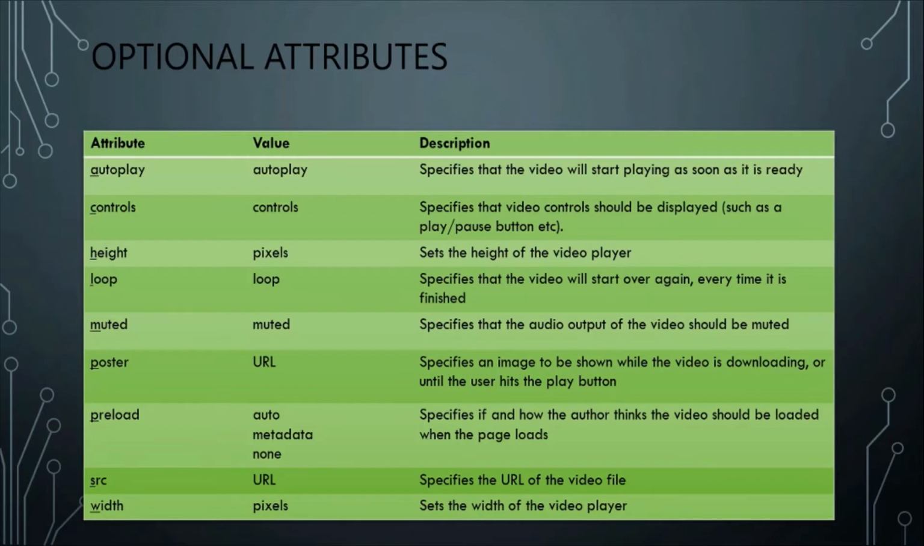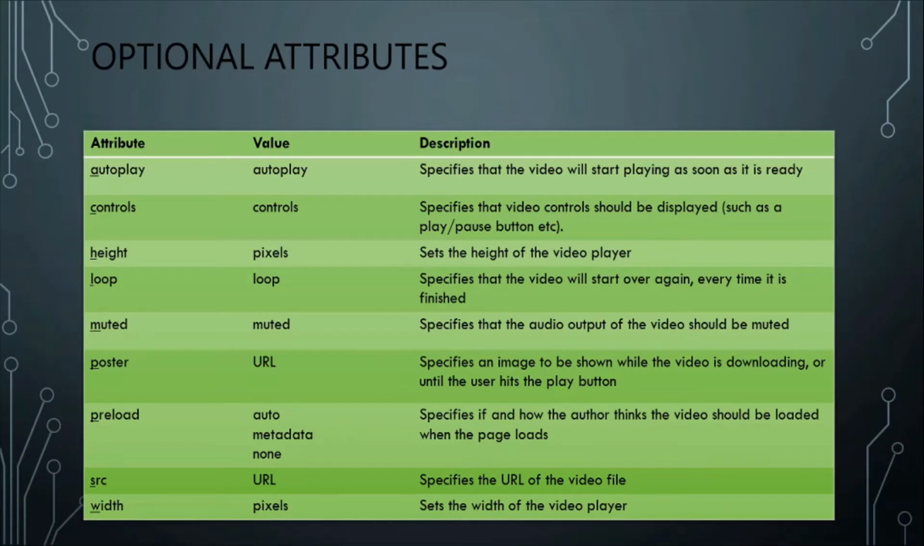The next one is muted. In muted, it specifies that the audio output of the video should be muted. So when we run it, the audio will be muted, but there is also an option to unmute it on the display. We can unmute it from there, but the default one will be muted.